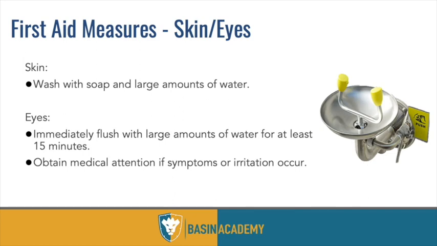So if it gets in the skin or the eyes, just like most chemicals, we want to rinse them out for 15 minutes, rinse it off the skin, rinse it out of your eyes. Again, corneal blistering can happen. So we want to make sure we get those eyes cleared out as soon as possible.